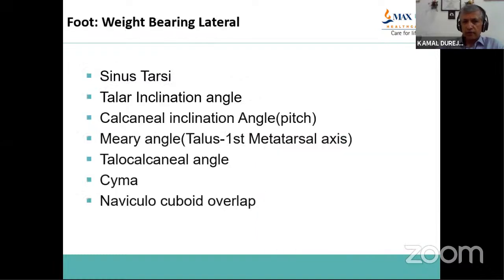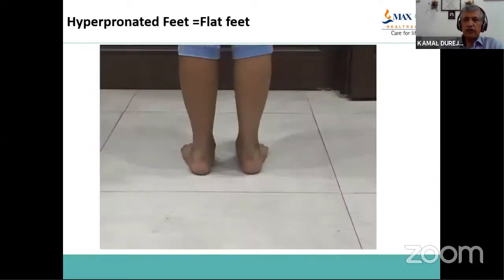And then there are other parameters like calcaneal inclination or pitch, the Meary angle, the axis between the talus and the first metatarsal, the talocalcaneal angle, the cyma, and navicular cuboid overlap. These are all parameters you have to understand. Because of paucity of time, I can't go into details of each and everything, but they are important tools in the assessment of various deformities of the feet.